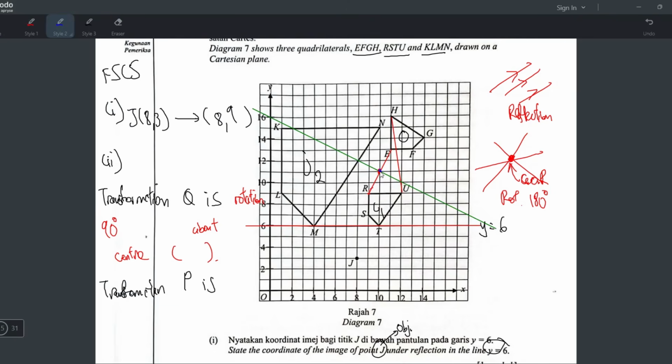So go to the midpoint and then draw a 90-degree line. Okay, now repeat the same process for the other line. The intersection of the two perpendicular bisectors will be your center. Let's use the same method. We have to find the midpoint first. So how do you find the midpoint? Just look at the line, find the distance, and then divide by two.